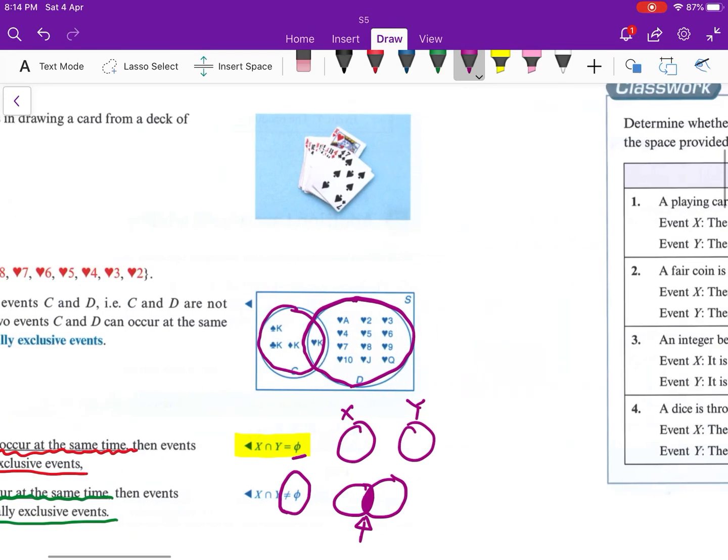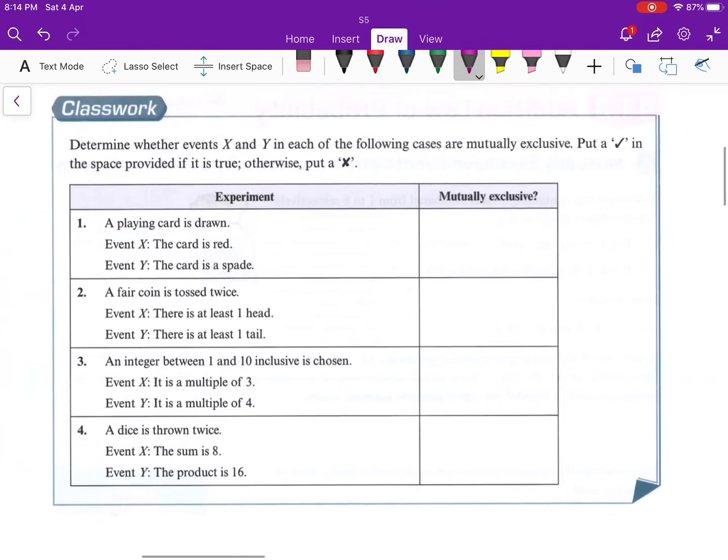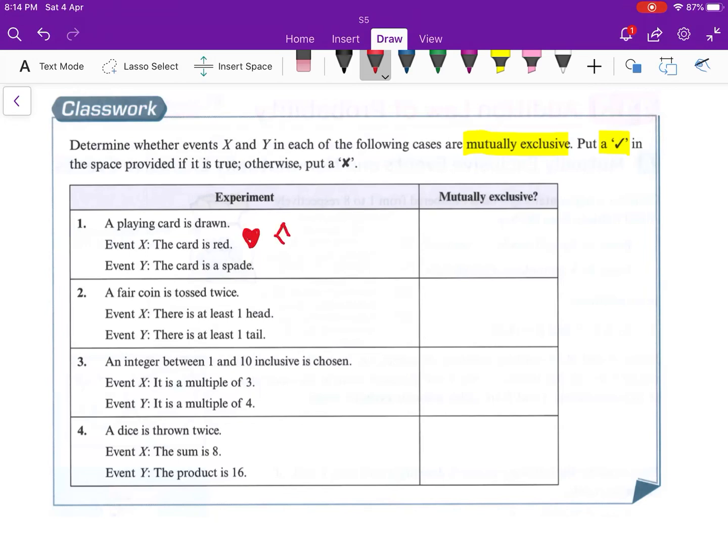Clear, right? Now let's take a look at the classwork to test yourself whether you understand or not. If the events are mutually exclusive, put a tick. Of course, if they are non-mutually exclusive, put a cross. Let's start. First, a playing card is drawn. Event X is that the card is red. Remember what red means? Red means you have a heart or a diamond.